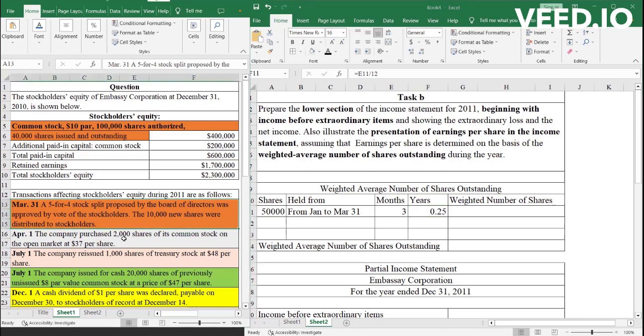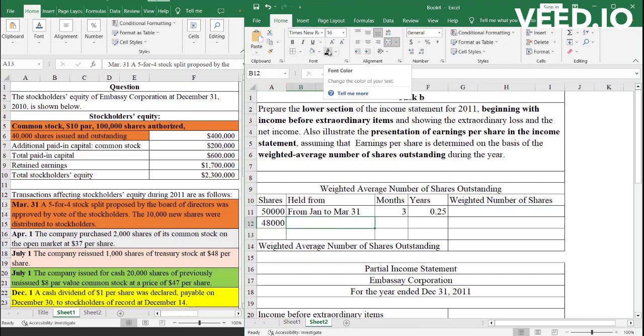Then on April 1st, the company purchased 2,000 shares. So on March 31st or April 1st, the company repurchased 2,000 shares. When the company repurchased the 2,000 shares, the number of shares outstanding in the market is only 48,000 now, because 2,000 are bought back. So from April 1st till July 1st, when another transaction took place, that's another 3 months, or 0.25 years. The shares outstanding in the market are only 48,000.